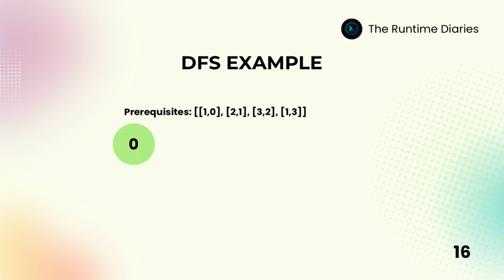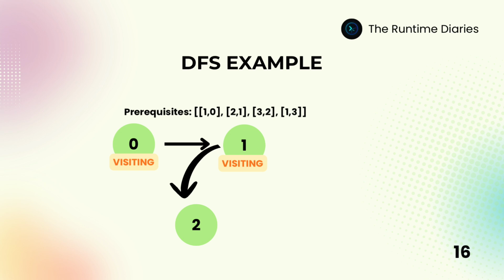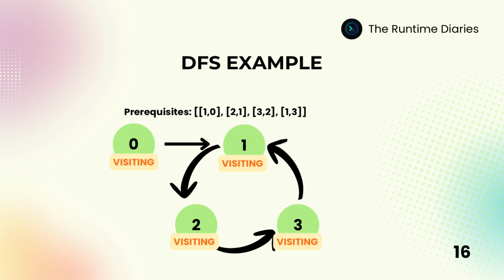We mark 0 as visiting and explore its children. 0 has an edge to 1, so we visit 1. Mark 1 as visiting. 1 has an edge to 2, so we visit 2. Mark 2 as visiting. 2 has an edge to 3, so we visit 3. Mark 3 as visiting. 3 has an edge to 1, but 1 is already marked visiting. We're trying to revisit a node in our current path. Cycle is detected here, so we return false. The courses cannot be completed.